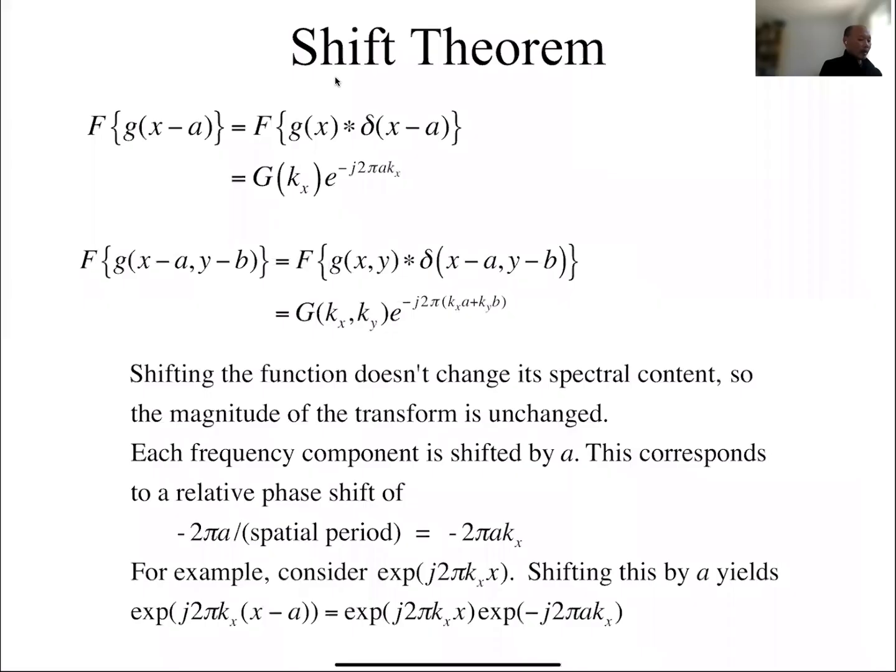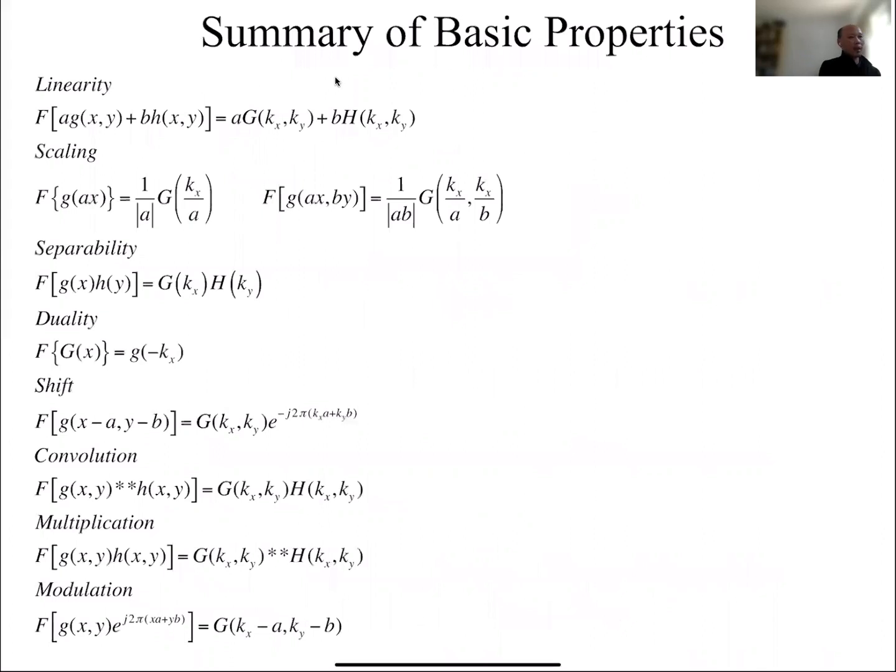And finally, the shift theorem is if I take any function and I shift it, it leaves this part and just adds a complex phasor. And that makes sense. Basically, if I take a function and just shift it along, the overall magnitude, which is determined by this g(x), shouldn't really matter too much, but I have to shift all the frequencies by the right amount. And so this tells me how to shift those frequencies. Okay, so those are some of the basic properties.